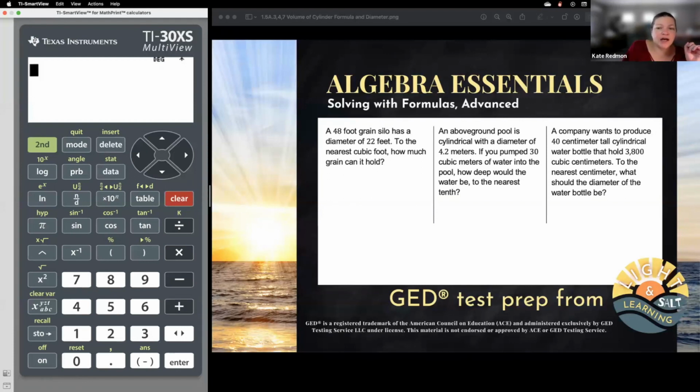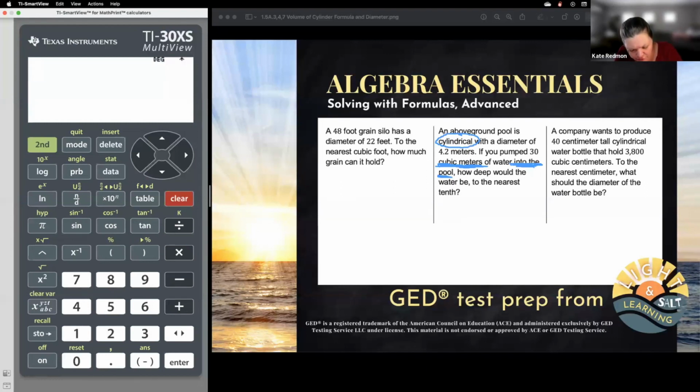So next one says an above ground pool is cylindrical. There we go with cylindrical again, with a diameter of 4.2 meters. If you pumped 30 cubic meters of water into the pool, so there we see again that we have a cylinder, and there we see again that we are filling the pool, right? You fill the pool with water, and notice what we fill the pool with, cubic meters. So once again, we're looking at the volume, we're filling it of a cylinder. Okay, and then we want to figure out how deep the water would be to the nearest 10th.